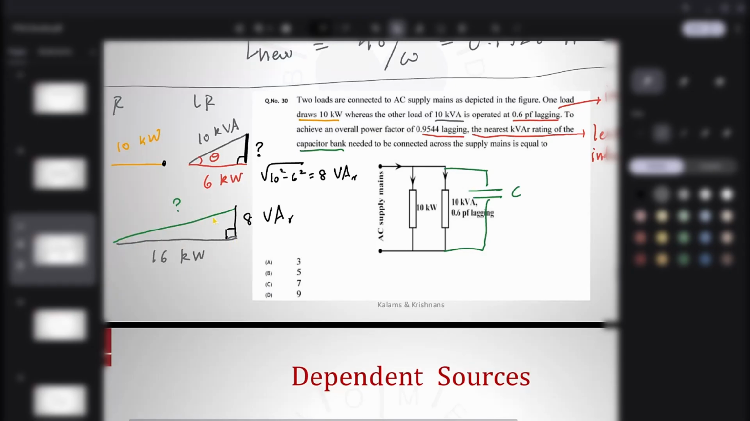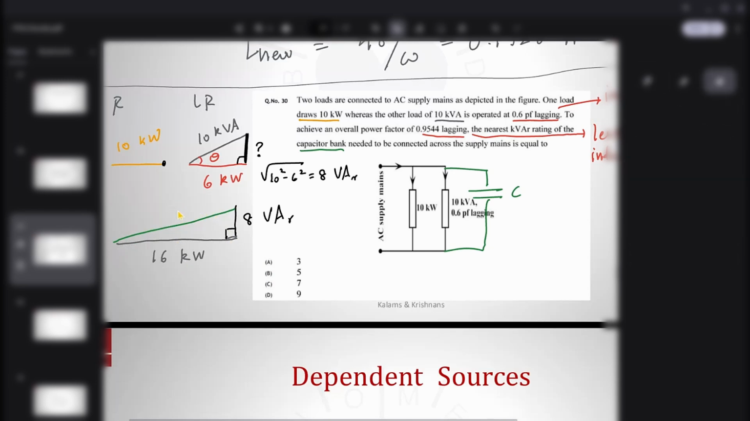Okay, how much is that? Hey, it's a right triangle. You know the base, you know the height. You should tell me what the hypotenuse is. Square root of 16 squared plus 8 squared. Due to lack of time, I will have to do this fast. Square root of that, 17.88. In fact, that is kind of immaterial.